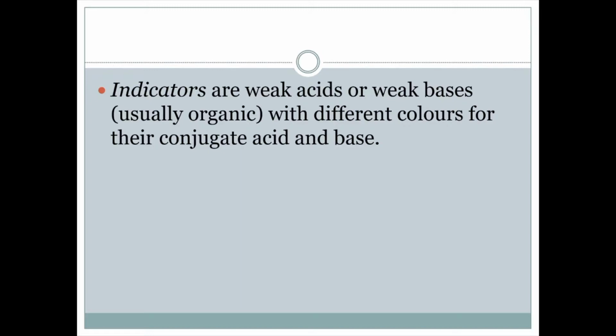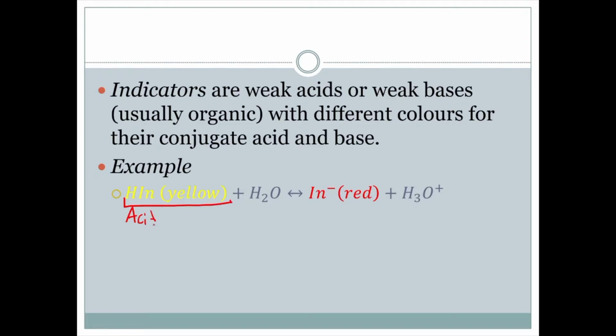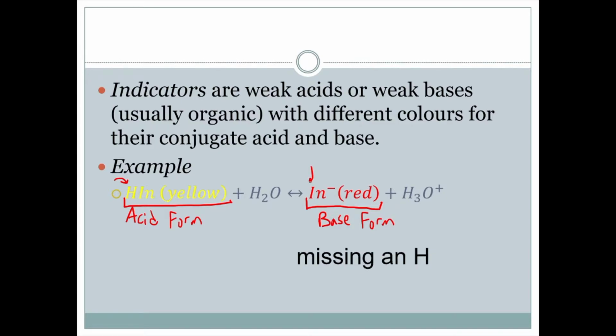So a generic example would be something like this. You have an indicator that is yellow in its acid form. Here's my pen. So this is the acid form, because it has the extra H there. And then in its base form, it is red. Notice that it's missing an H. So in its acid form, it is one color, in this case yellow, and in its base form, it is another color, in this case red.